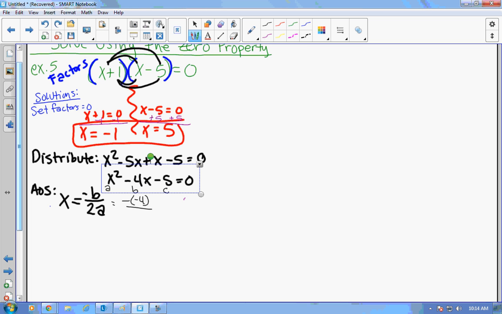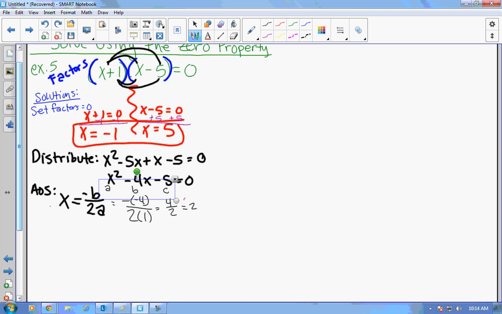Okay, Andres, what is A? It's a number. What is A? How many x squared is the coefficient? 1. So divided by 2 times 1. So we get 4 over 2, which is 2. That's the x-coordinate of the vertex.